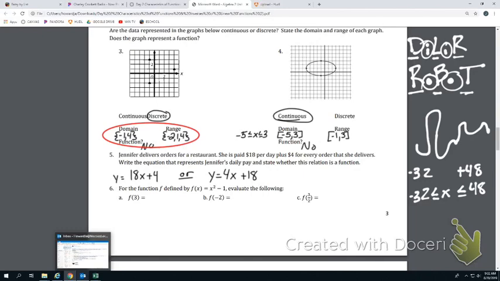Going to number 6. For the function f, defined by f of x equals x squared minus 1, evaluate the following. So kind of what I was saying at the beginning, all you're doing is, if it's f of 3, you're plugging 3 in for x. 3 squared is what? 9. 9 minus 1 is? 8. So f of 3 equals 8.